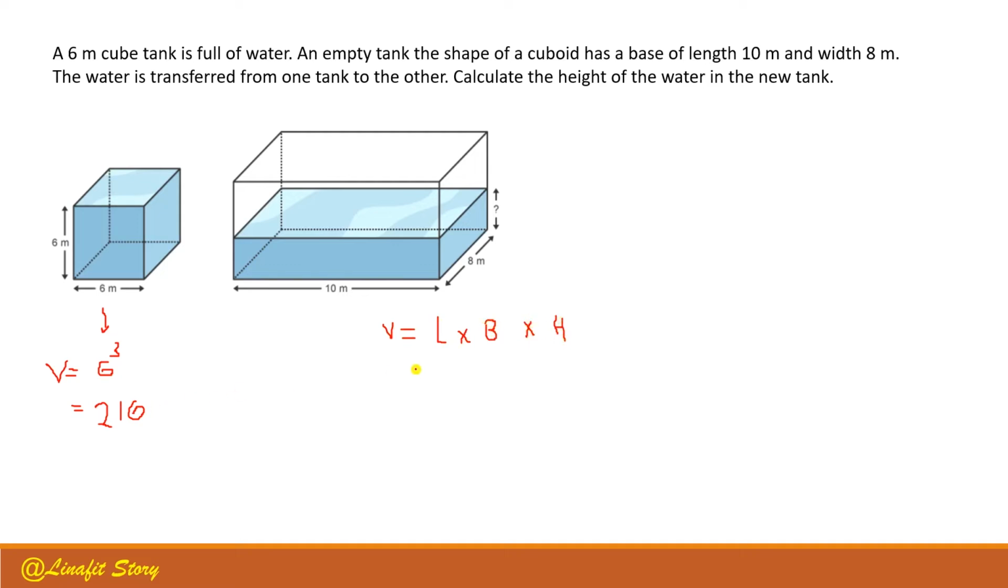The volume is 216. The length is 10. The breadth is 8. Now we will find the height. So the height of the water level is 216 divided by 10 times 8, which is equal to 2.7 meters.